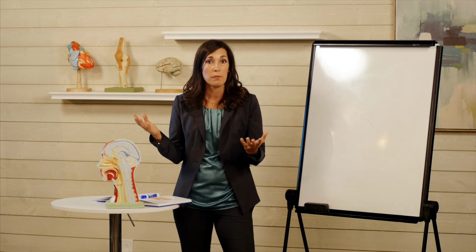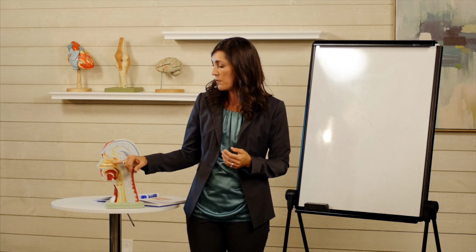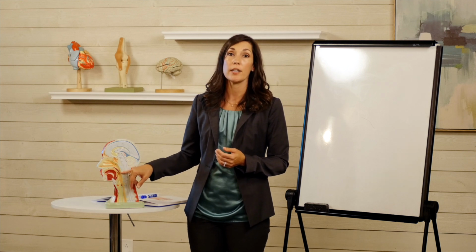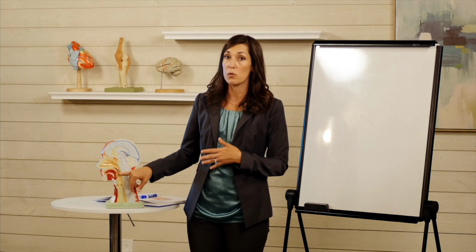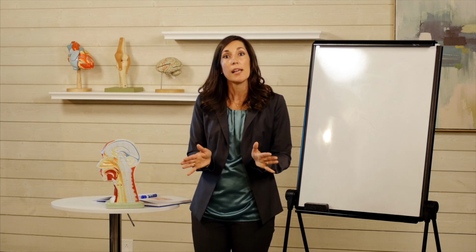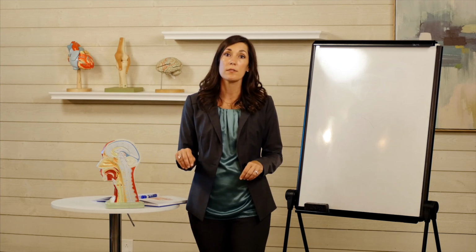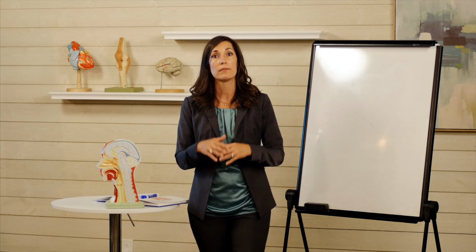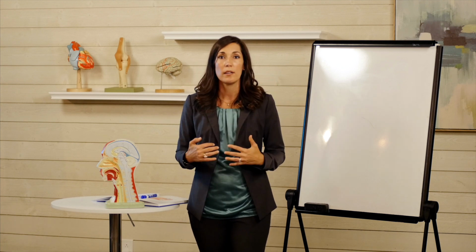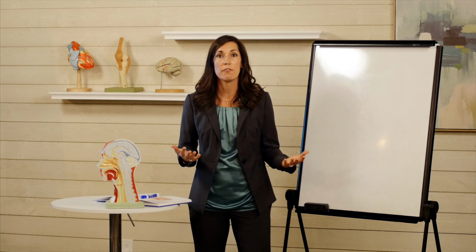So let's just review the pathway of respiration again. Anterior nares, nasal cavity with the conchae. Posterior nares, you have your pharynx: nasopharynx, oropharynx, laryngopharynx, trachea, primary bronchi, secondary bronchi, tertiary bronchi, terminal bronchioles, respiratory bronchioles, alveoli. Again, this is just a quick, brief view through respiratory, reproductive.